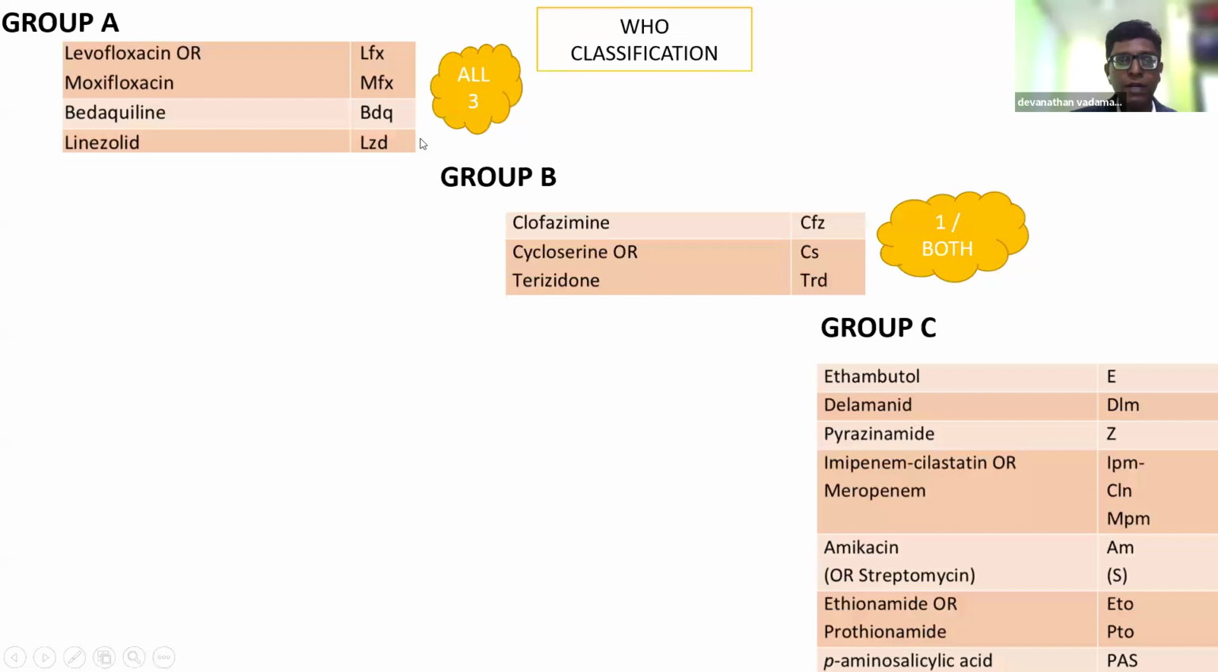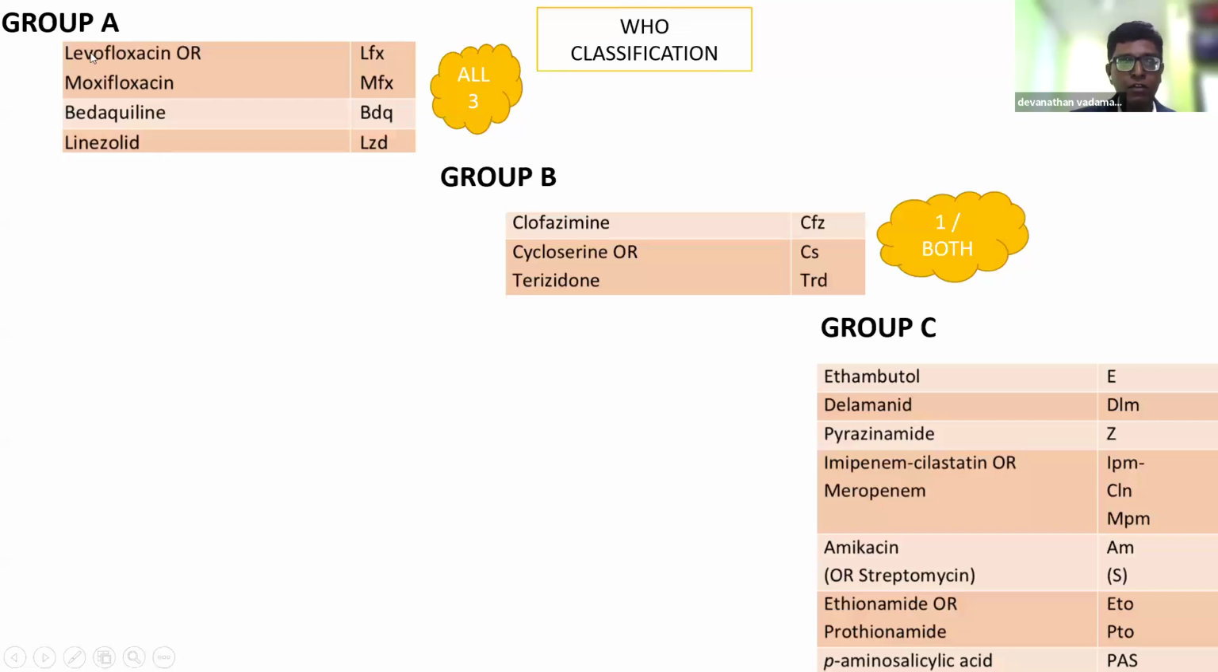So while forming the regimen, usually for the longer regimens, for a 20-month regimen, we take 3 drugs from group A and 2 drugs from group B. Ideally, 5 drugs should be there: levofloxacin, bedaquiline, linezolid, clofazimine, and cycloserine. If either one drug could not be given due to any drug intolerance or drug resistance, we substitute with group C.